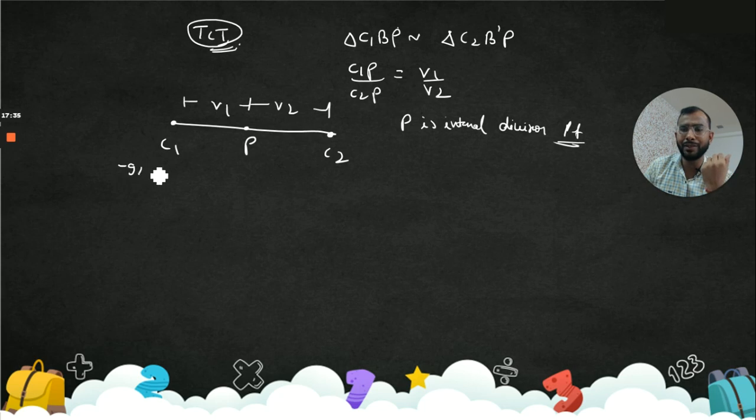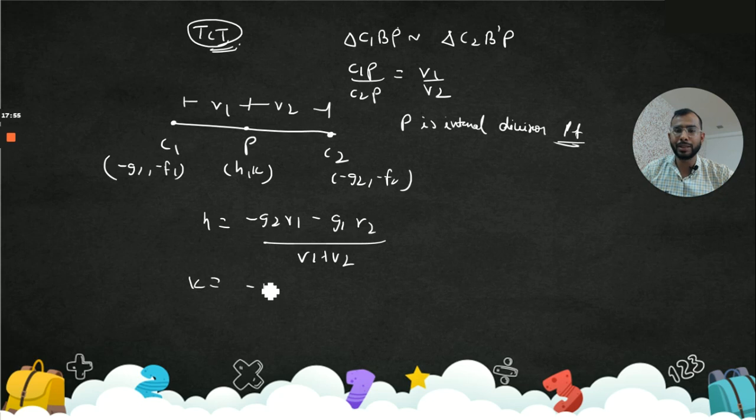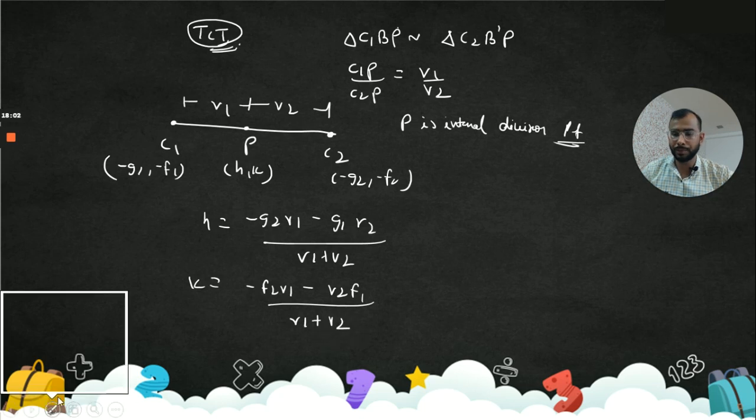Very easy, minus G1 comma minus F1, minus G2 comma minus F2, और इसको कुछ और भी नाम हम दे तो सकते ही हैं. H comma K रख लेते हैं, चलो H comma K. H is minus G2 R1 minus G1 R2 upon R1 plus R2. Similarly, K is minus F2 R1 minus R2 F1 upon R1 plus R2.